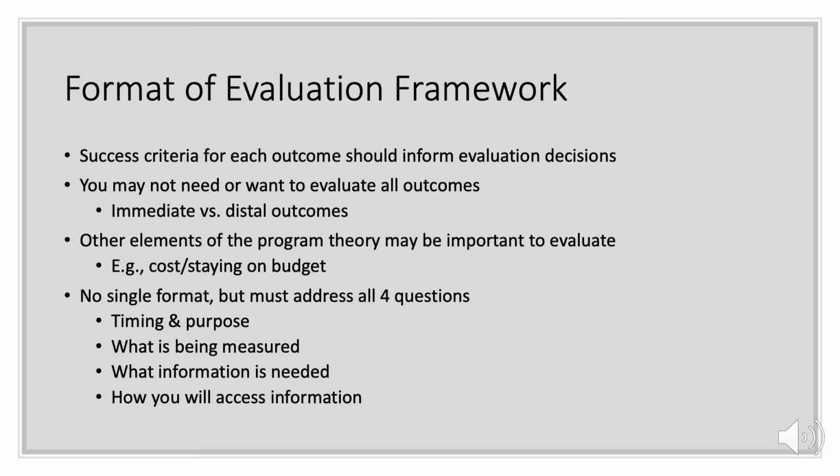So there's not a specific one way to format. The program theory matrix kind of has, there's not a whole lot of wiggle room, right? It's a table. Your program evaluation framework can look a little bit different than that, but it should be driven by the success criteria that you've already defined in your program theory matrix. You may not need or want to evaluate all of the outcomes. So that is one key difference, is that in your matrix, you needed to hit all your outcomes in your outcomes chain. In your evaluation framework, that might not be necessary.